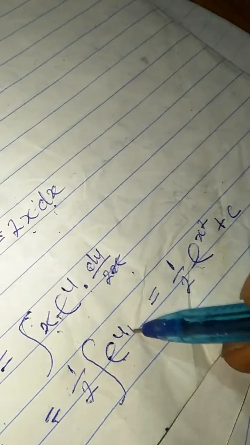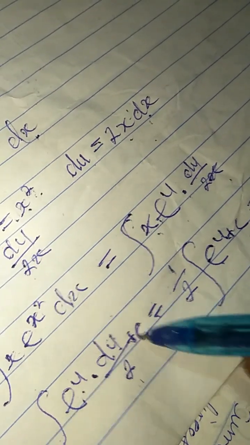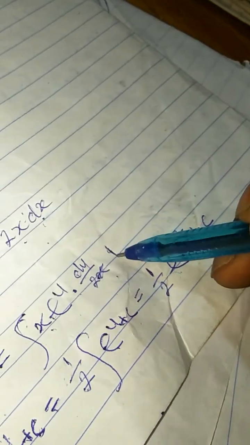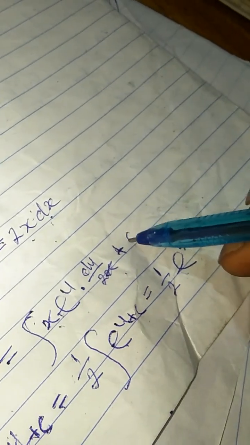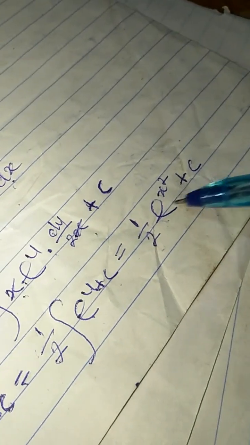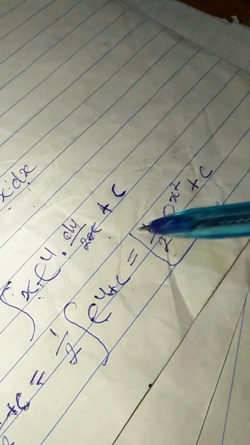Don't forget the plus c is very important, because the integration is not definite, and that is why we are using plus c. I already told you, and I am repeating it so that you will not make the mistake. So the answer is 1 over 2 e^(x squared) plus c as the final answer.